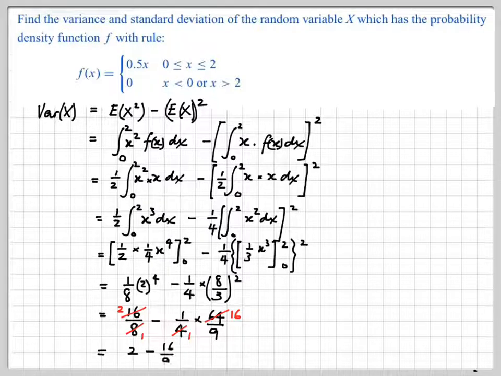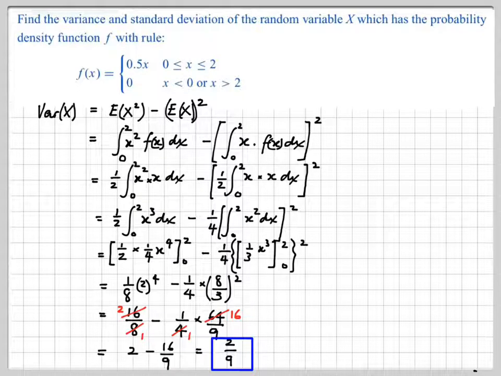So where does that leave us, guys? 2 minus 16 over 9. And what is that? Come on, work it out. Do some mental arithmetic for me. Yes, that's 2 over 9, because 2 nines are 18 over 9, minus 16 over 9 gets us 2 over 9. So that is the variance, Mr. Box. Thank you, Mr. Box.